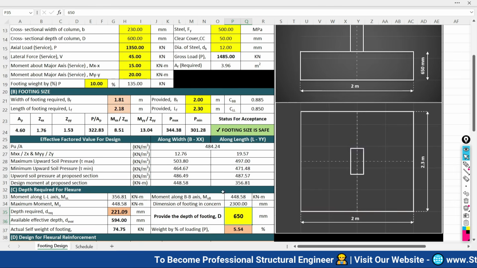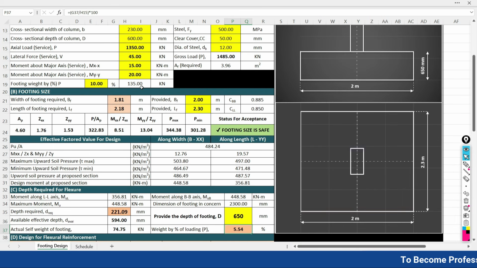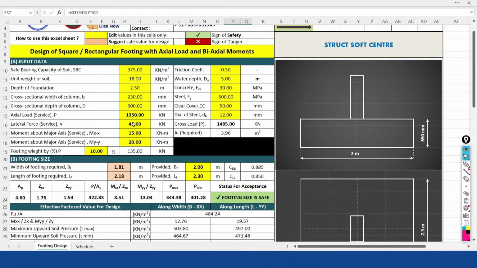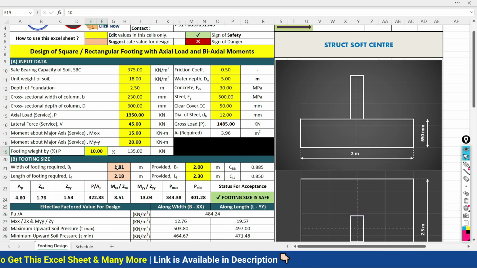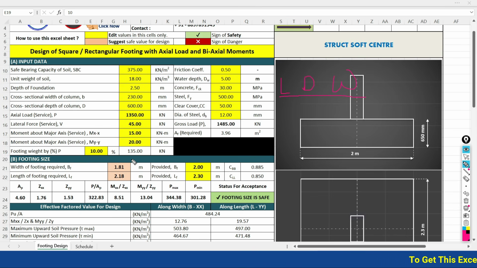And guys, important thing, remember here, the actual weight of the foundation is 5.54. Actually, when we are initiating the solution for this problem, we have adopted the self weight of the footing as 10%, because at that time we don't have the length of the footing, width of the footing and depth of the footing. To know the weight of the foundation, we need to have the length of the foundation, depth of the foundation, width of the foundation.